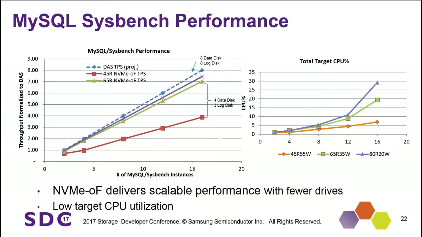Target CPU, what's the target CPU? Worst case, you get about 30%. The CPU is still completely available for you to do other stuff. And there is other stuff people want to do on the target, right? We're not doing any of that stuff. The stuff is compression and all these fancy things that you can do. You have a lot of CPU left over to do that if you wanted to.